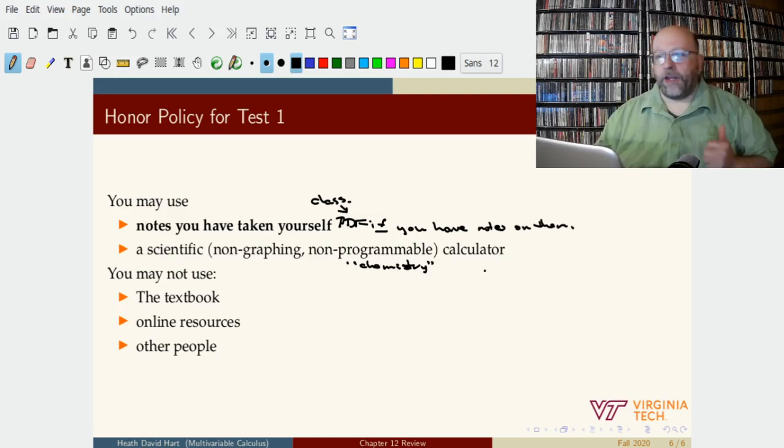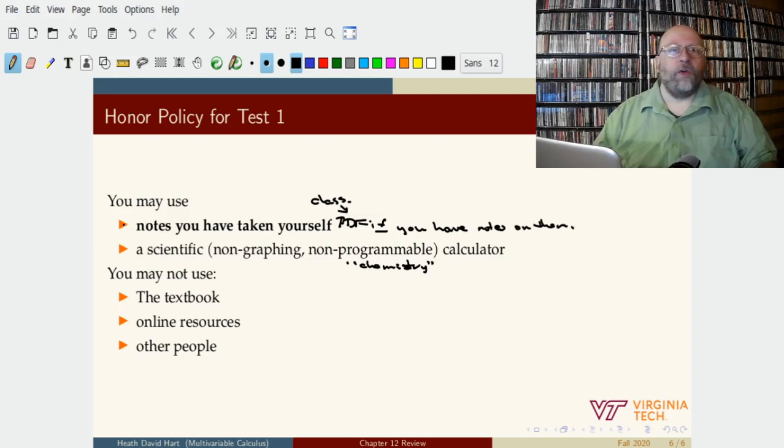You can't use the book. You can't use online resources, WebAssign, Khan Academy, YouTube, Chegg, any of that kind of stuff. You can't use Wolfram Alpha. You can't use Symbolab. You can't use any of these sort of computational resources. And you can't use other people. You can't get on FaceTime with your smart friend and have them answer the questions for you. You have to do your own work. I think these are reasonable requirements.